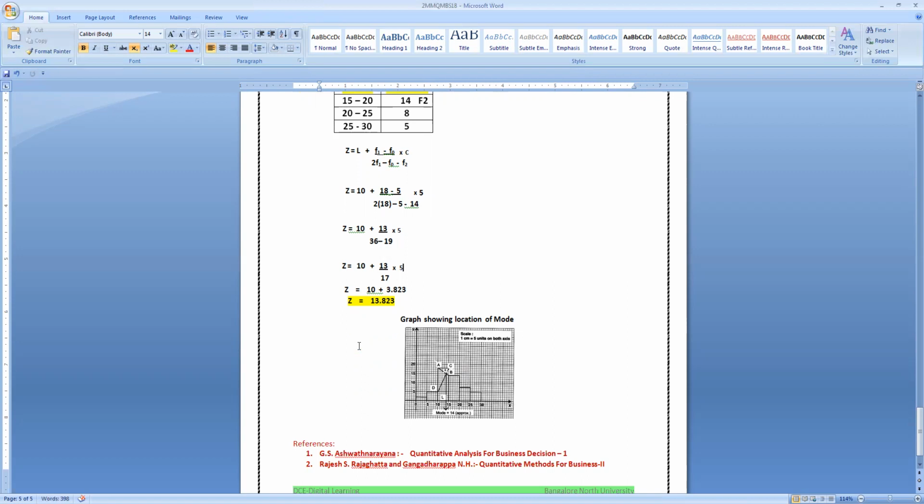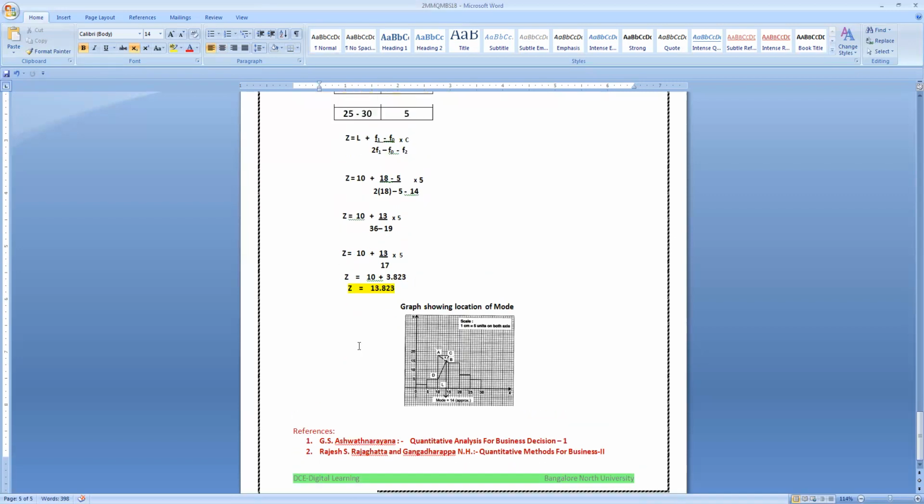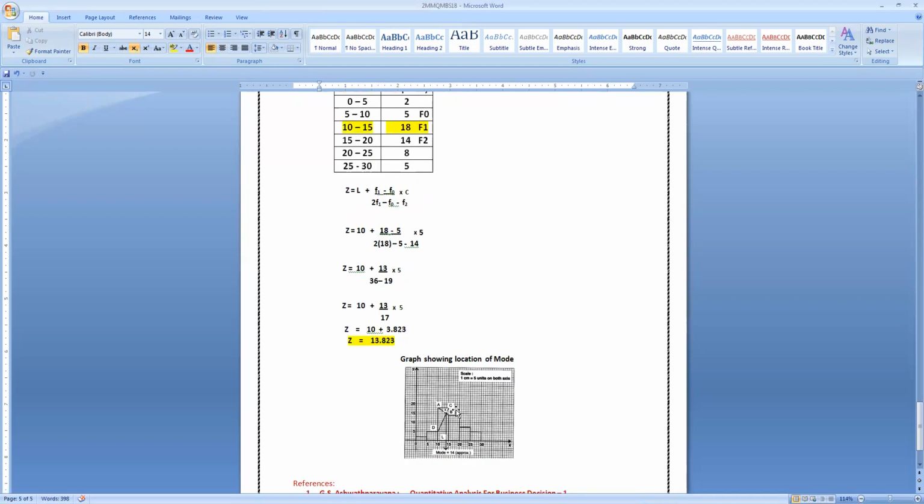The scale we have taken is 1 centimeter equal to 5 units on the x-axis, and on the y-axis also 1 centimeter equal to 5 frequency. Now the first class interval is 0 to 5. We mark it at 2 here. From 0 to 5 it is 2, from 5 to 10 it is 5, then 10 to 15 it is 18, 15 to 20 it is 14, then 20 to 25 it is 8, then 25 to 30 it is 5.